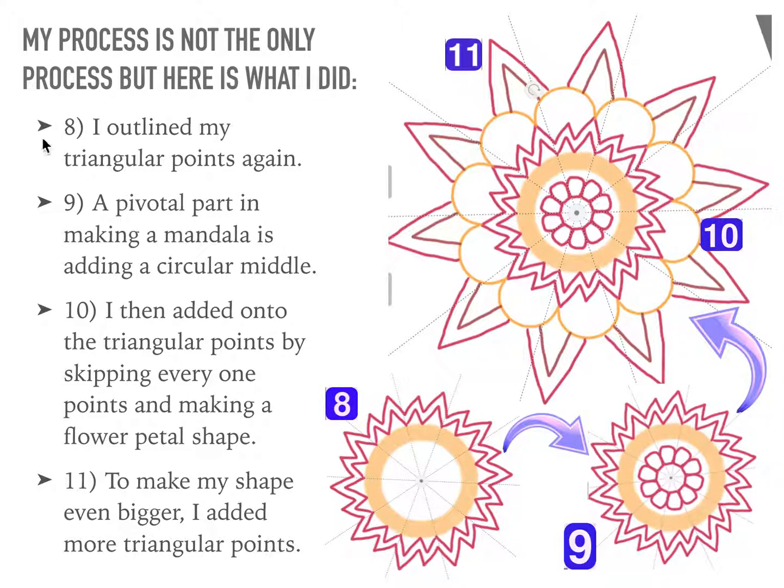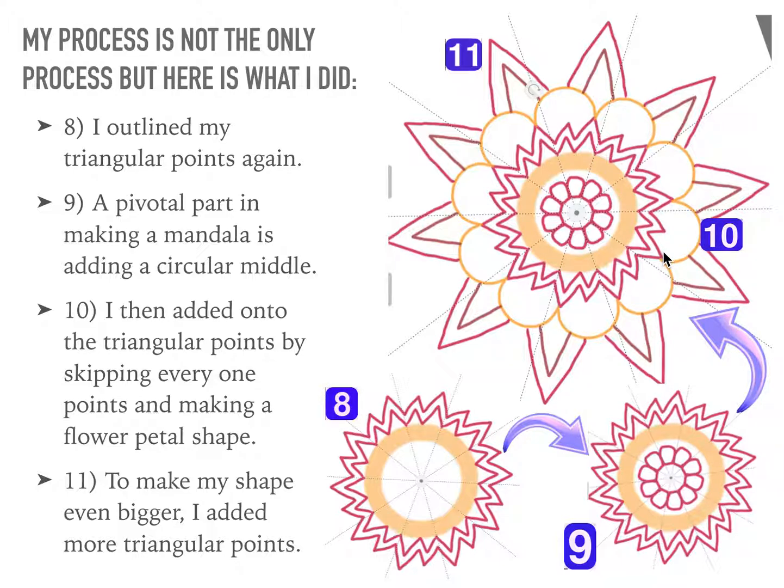Alright, so this is not the only process, obviously, but the next thing I did was I added on to my sun by just outlining what I had previously with more triangular points in the same color. Again, you can change the color, you can change the design, but for the one that I'm making, this is what we've got so far. I saw that the middle was empty over here, and I just didn't like that, so I added in petal shapes, which gave me kind of a flower-looking thing in the middle.